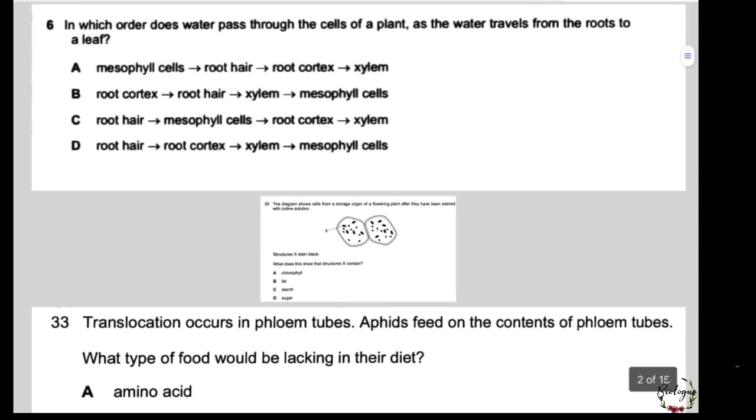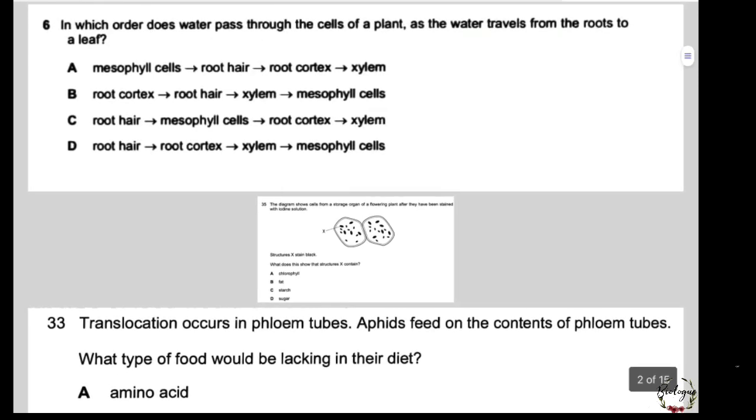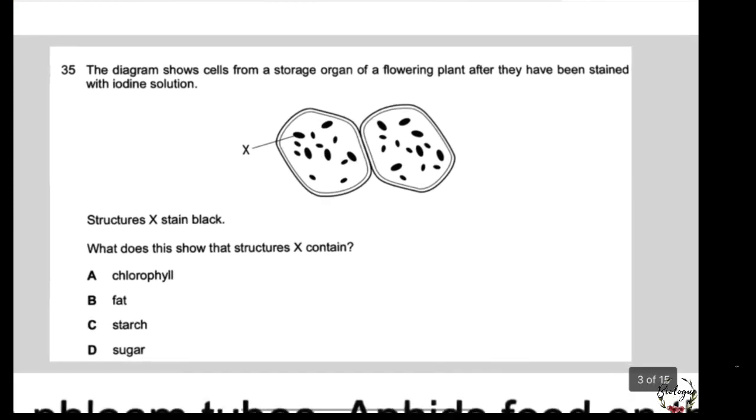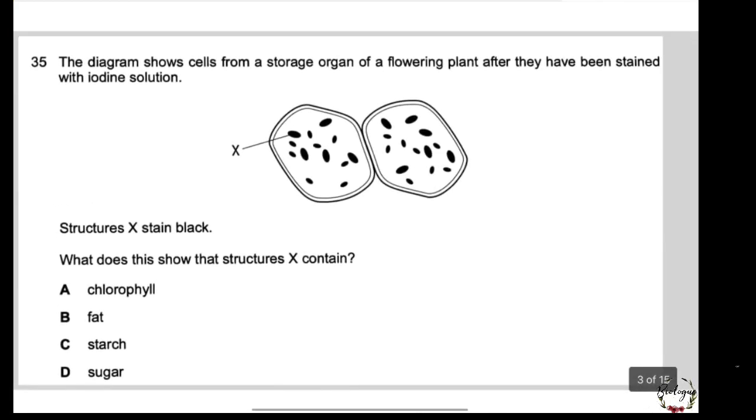Moving on to the next question. In which order does water pass through the cells of a plant as the water travels from the roots to the leaf? Now, when it travels from the root to the leaf, we know that first thing that will come is the root hair. So we have two options. Then it will come as the root cortex. So obviously now you know that the answer will be D. Root hair to root cortex to xylem to mesophyll cells. Alright, moving on to the next question.